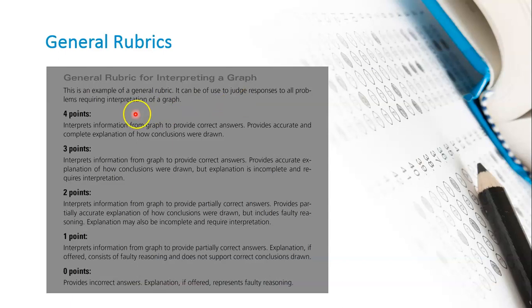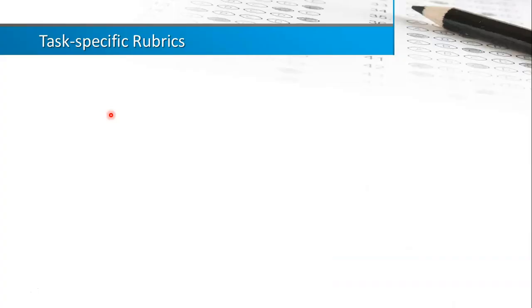Okay, so this is an example of general rubrics or generic rubrics. So this is to judge problem solving in terms of interpreting a graph. So this kind of task is quite general. It goes across different types of assignment or different types of performance.